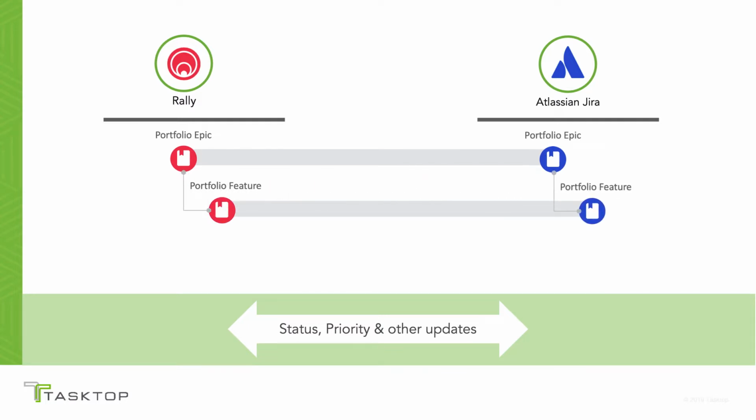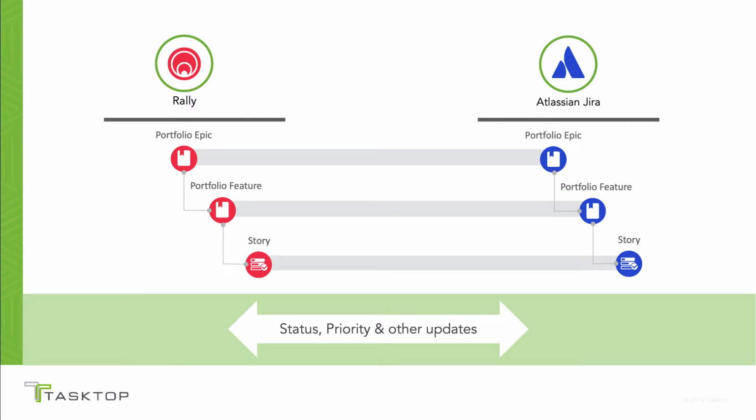And once the team in Jira breaks that epic and feature down into stories, Tasktop will take that story and synchronize it back to the correct team and project in Rally under the originating epic and feature. As Tasktop synchronizes these items back and forth between tools, you will see updates such as progress, priority, and assignee flow between Rally and Jira.